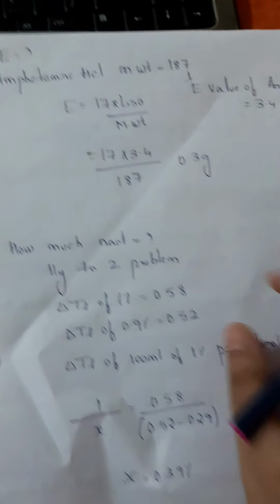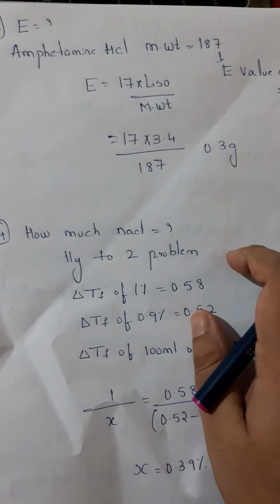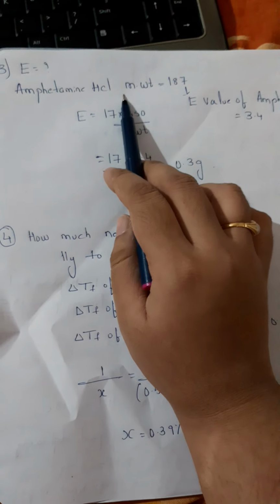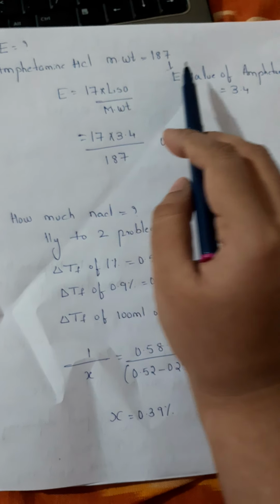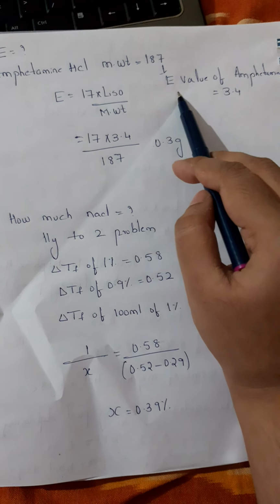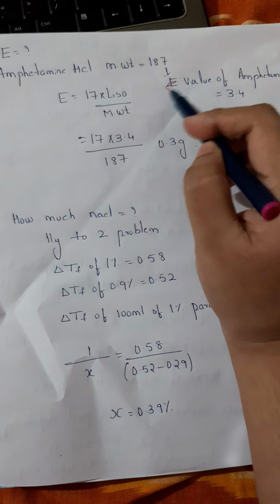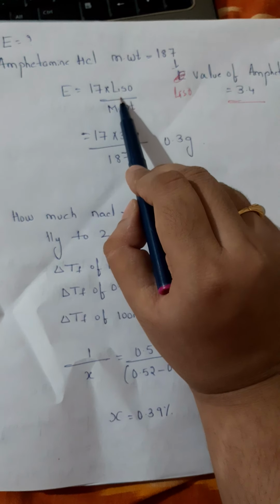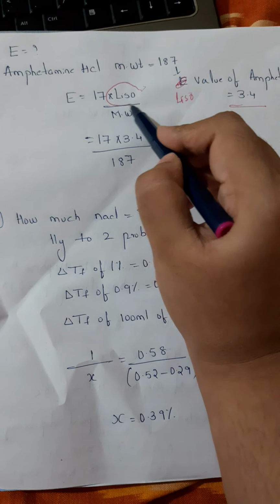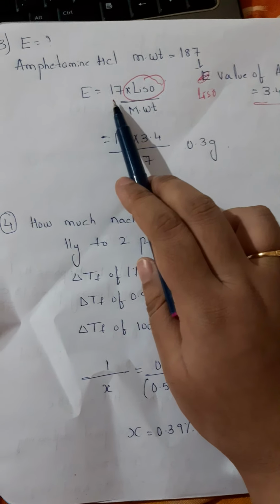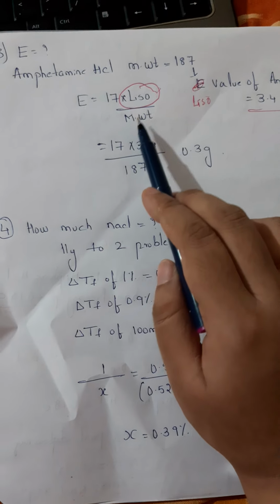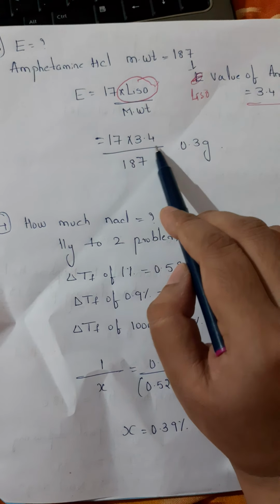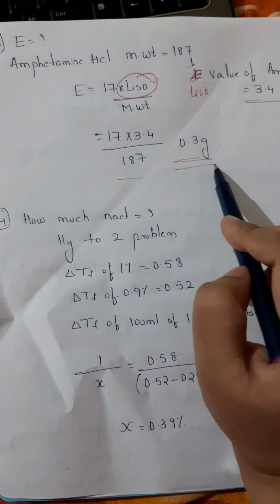Next, the third problem is to determine the E value, that is the sodium chloride equivalent weight. Amphetamine hydrochloride, the molecular weight is 187. The L-iso value of amphetamine hydrochloride is 3.4. So E is equal to 17 into L-iso value divided by the molecular weight. 17 into 3.4 by 187 will be equal to 0.3 grams.